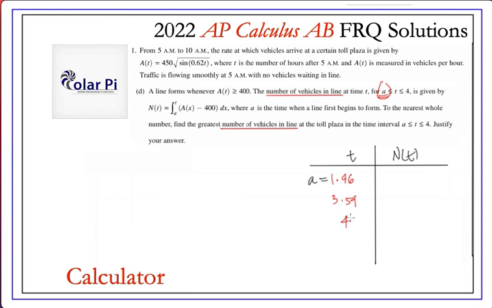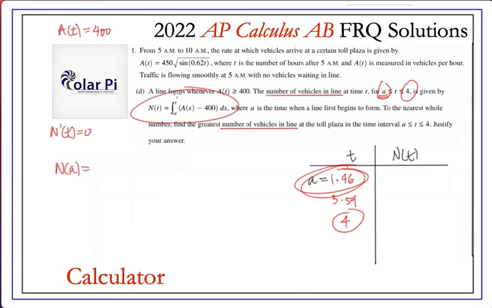Since global maxes require considering what happens at the endpoints, we also need to consider the other endpoint, 4. But this 1.46, which we got from A of t equals 400, which again is what n prime of t equaling 0 reduces to, this here is a. Now we need to figure out the value of n for each of these. So n of a, by the definition of n, would be the integral from a to a, and the integral from a to a, doesn't matter what's inside it, is equal to 0. So this is going to equal 0.